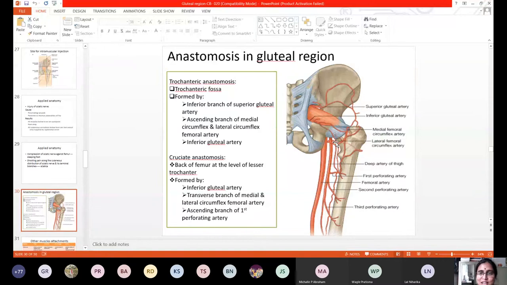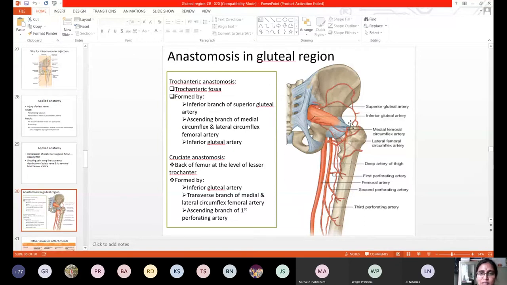And it has two branches. One going from the medial aspect, one going from the lateral aspect. The branch going from the medial aspect is medial circumflex femoral artery. It is not shown in this picture. It is present anteriorly. The branch going from the lateral aspect is, what is the name? Lateral circumflex. Circumflex means winding. Lateral circumflex femoral, or you can say lateral femoral circumflex artery.